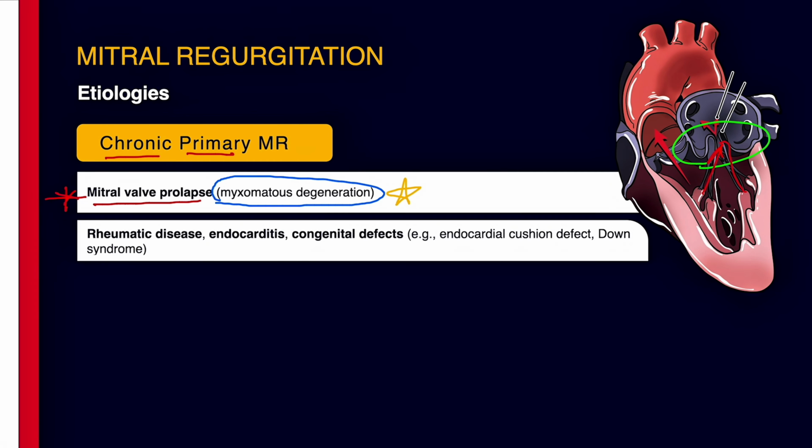Okay? Other causes of chronic primary MR are: 1. Rheumatic heart disease, especially in patients from lower resource settings. 2. Infective endocarditis, which can damage the valve over time. And 3. Congenital defects, like endocardial cushion defects, which are commonly seen in Down syndrome, for example.